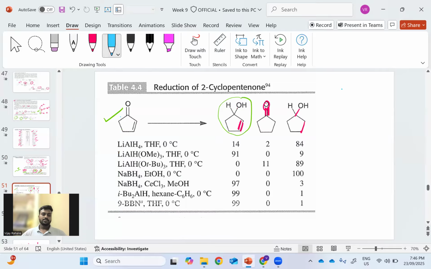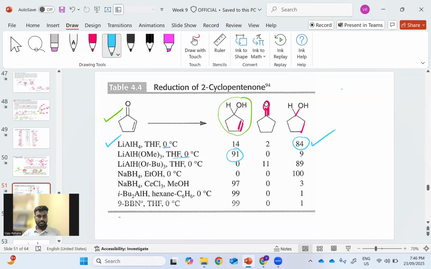Right? So when you use the LiAlH4 at 0 degrees Celsius in THF solvent, we get the reduction of both the double bond as well as the carbonyl compound as a major product. But when you use the modified LiAlH4, that's the LiAlH(OtBu)3 at 0 degrees Celsius, we get only reduction of the carbonyl group.